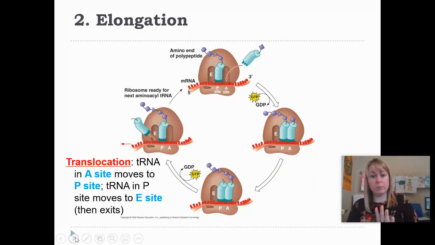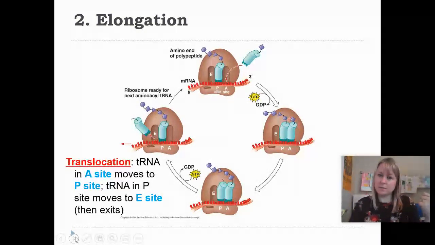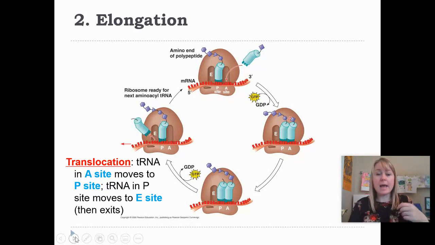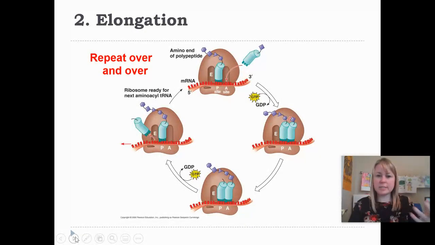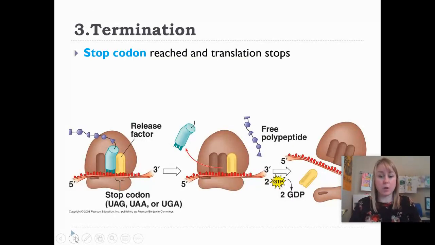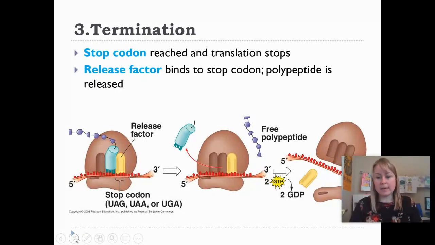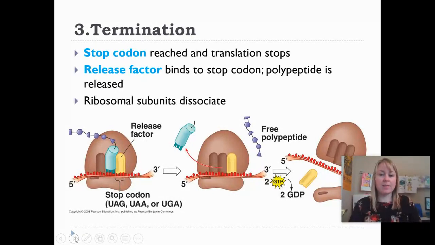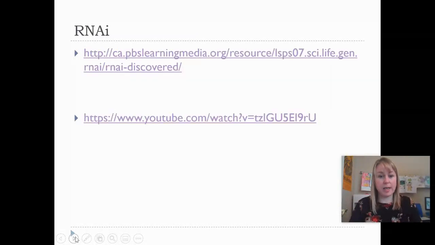Then we get a little bit of movement or shifting, so then it's called translocation. The ribosome moves or shifts down another set of 3 that pushes the tRNA to the E site, or exit. It's dropped off its amino acid, so it can get out of there, and then a new one will arrive. So we just keep doing this over and over again until we get to the termination sequence, or a stop codon. Stop codon initiates release, and the ribosomal subunits dissociate.